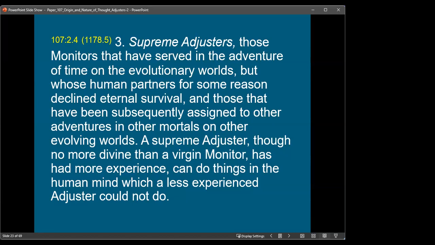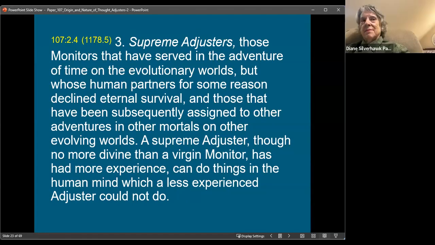So this needs explanation. Supreme Adjusters are fusion beings available that have chosen not to survive for one reason or another. You know, it says in the Urantia Book that all of us have to decide sooner or later about survival.